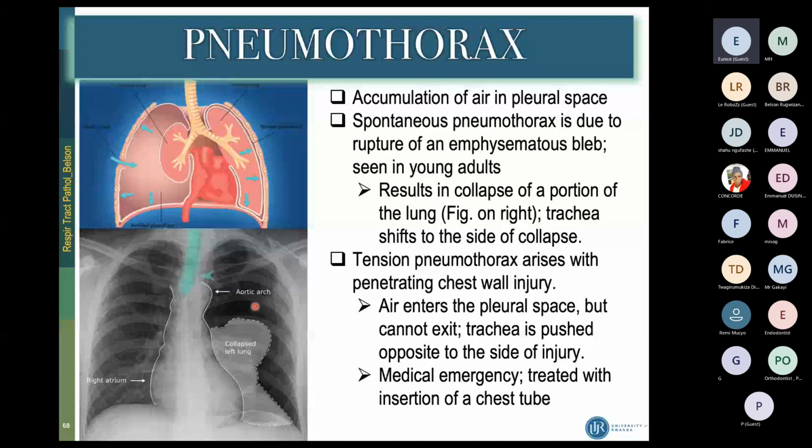So hari indwara ndatavuze yitwa atelectasis, aho lungs ziba collapsed or alveoli collapsed. It is the opposite. Uzasanga ahubwo trachea iba deviated toward the area which is sick. So in atelectasis, the deviation of the trachea will be towards the affected side, while in pneumothorax, the deviation will be towards the healthy side.